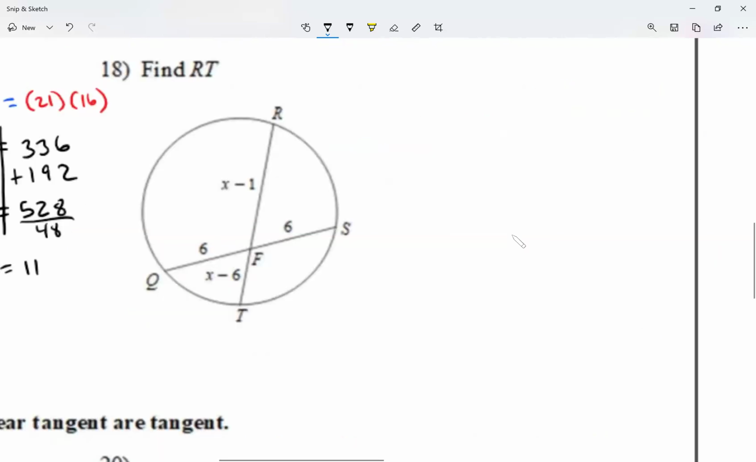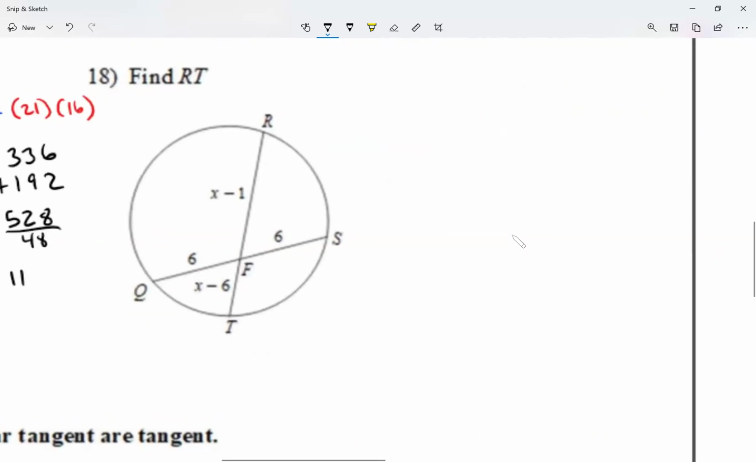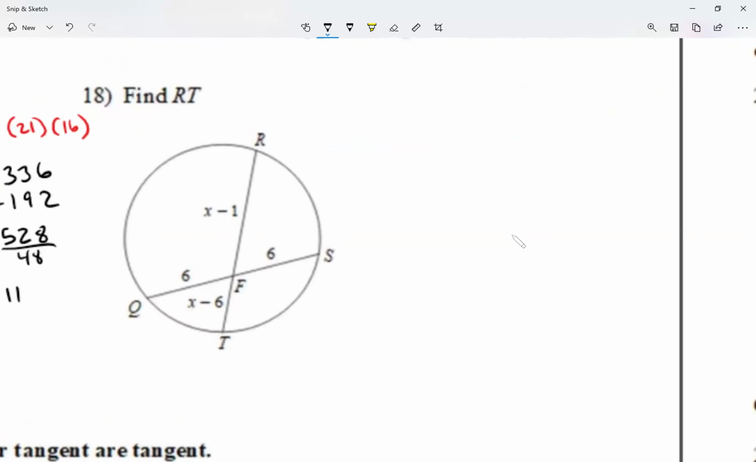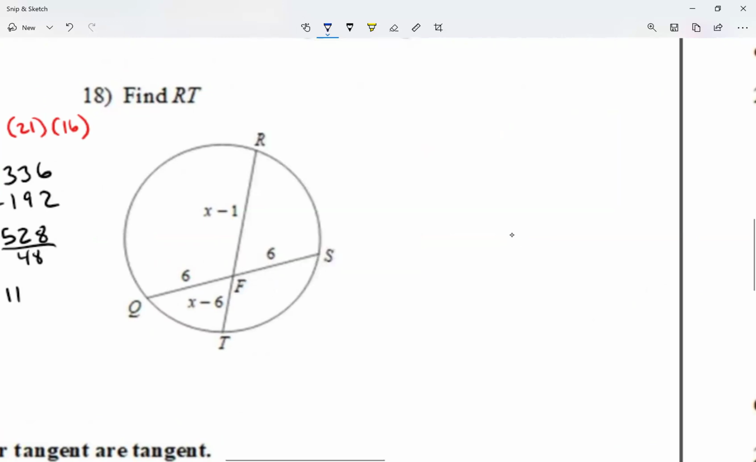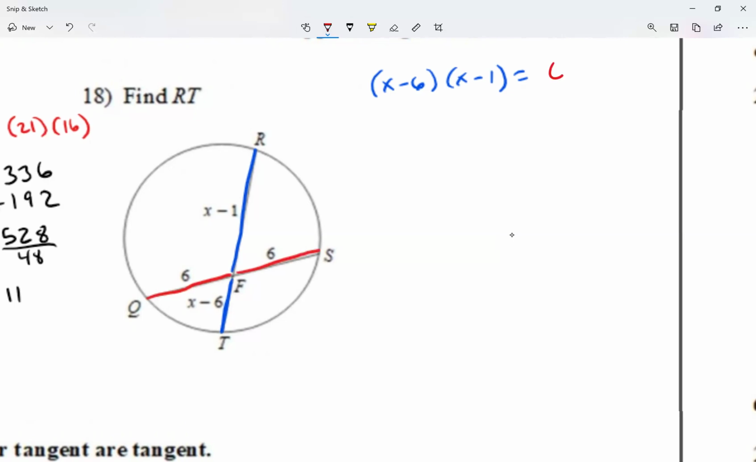Let's take a look at number 18. Find the segment RT, but I'm just gonna solve for x to begin with. So I see one segment. Let's take a look at this one. It's made by the measurement x minus 6 and x minus 1. So I'm gonna go x minus 6 times x minus 1 equals. The other segment, the other chord is made by the measurement 6 and 6. So I'm just gonna go 6 times 6.